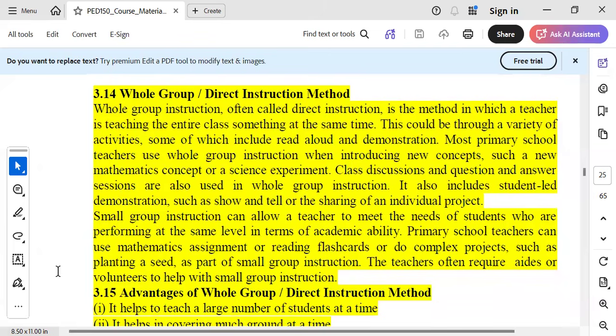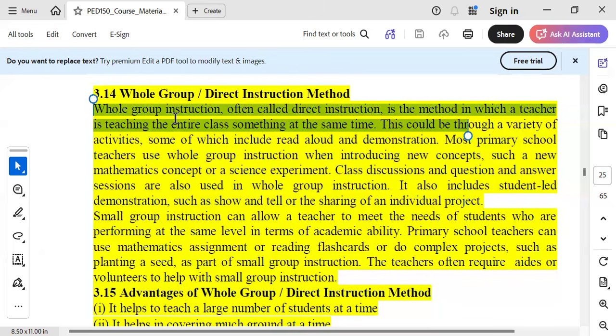Now we have the whole group or direct instruction method. What does that mean? I don't know if you've heard about this method before, but let's look at it. Whole group instruction, often called direct instruction, is the method in which a teacher is teaching the entire class something at the same time.